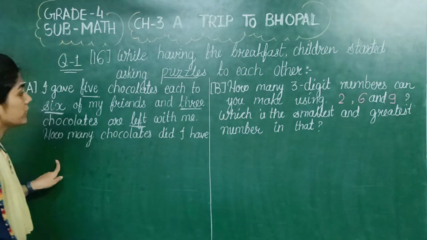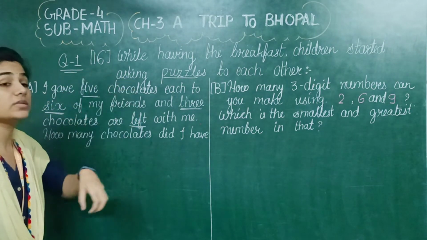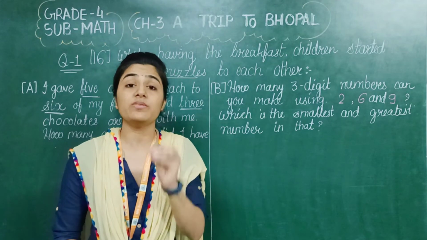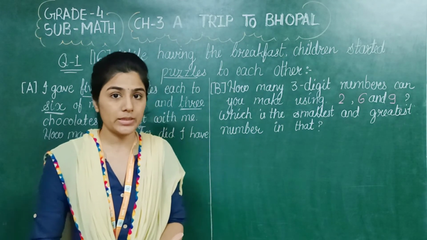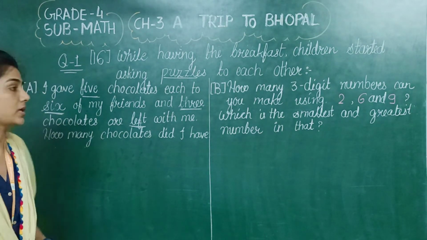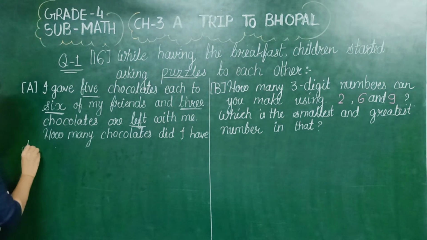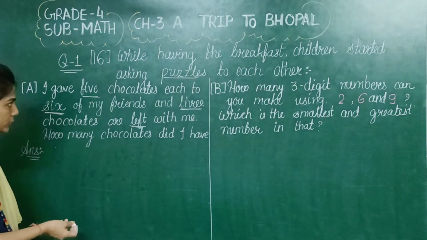So first of all, what can we do here? Suppose you are giving 5 chocolates to each of 6 friends, which means to one friend you are giving 5 chocolates. If you are giving 5 chocolates to one friend, right, then how many chocolates will you give to 6 friends? That you need to find. So for that, multiplication is coming. It's very easy, and you can do it orally also.